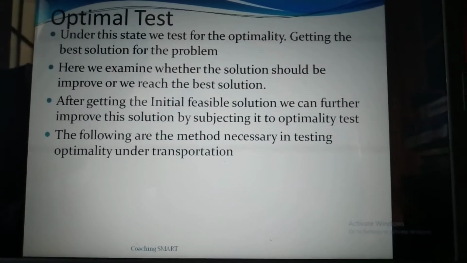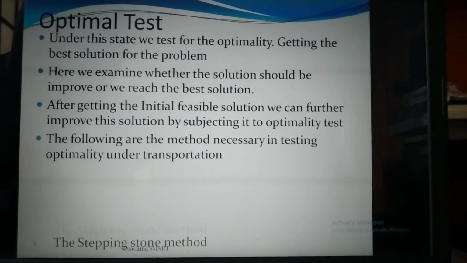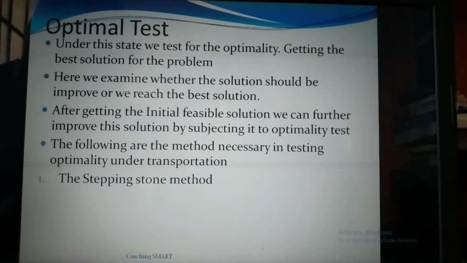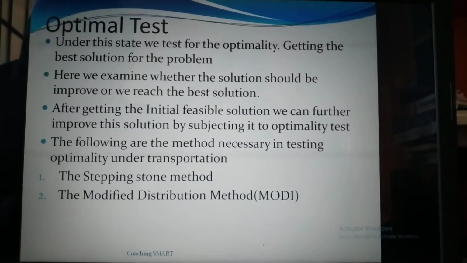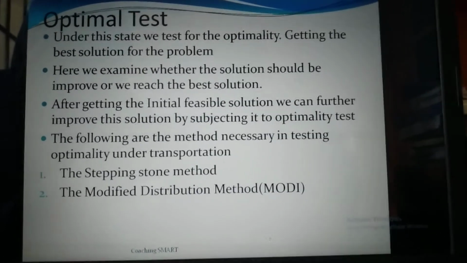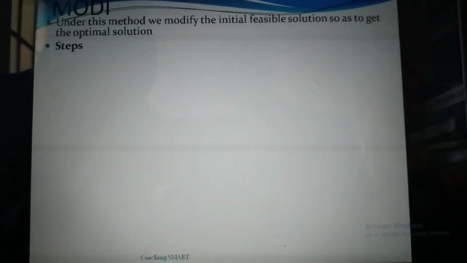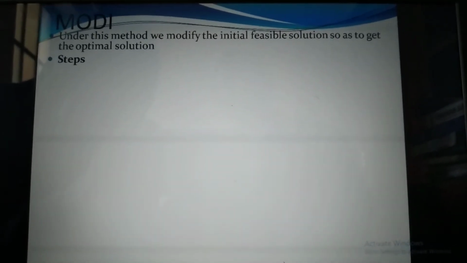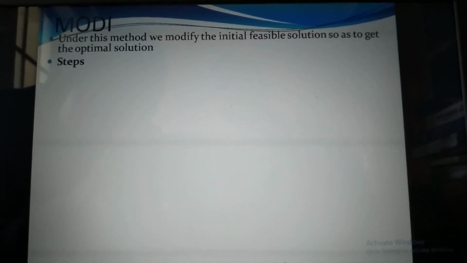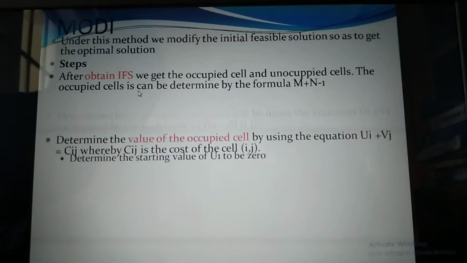The following are the methods necessary in testing optimality under transportation: 1, the stepping stone method, and 2, the modified distribution method. So these are the methods of subjecting the initial feasible solution to an optimality test. Under this method, we modify the initial feasible solution so as to get the optimal solution. So we are dealing with MODI, the modified distribution method.